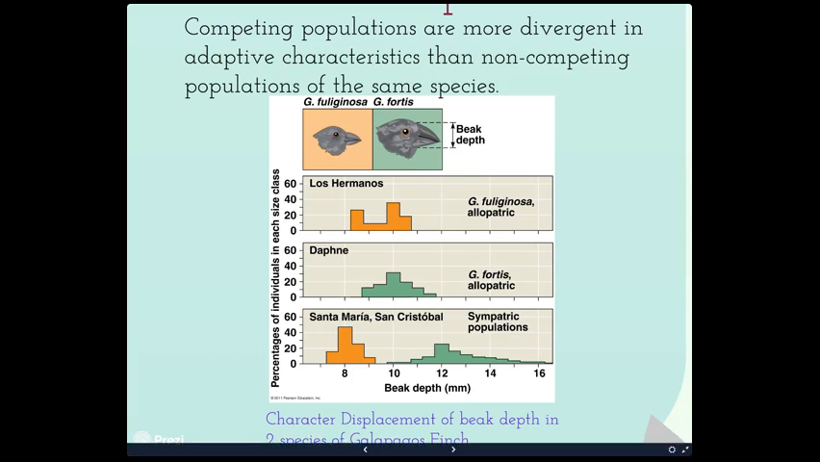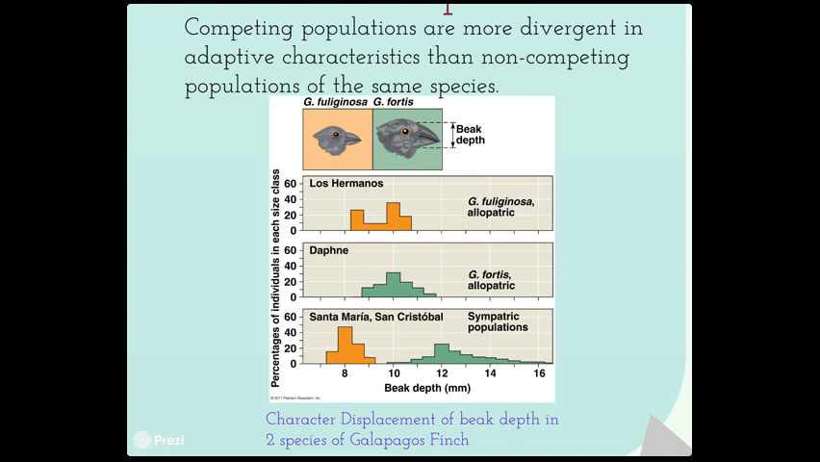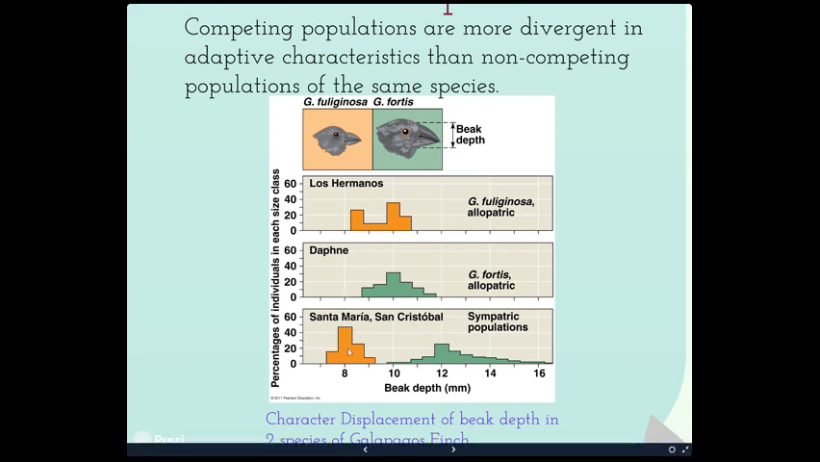If you'll remember how natural selection works, hopefully you do. And the same thing goes with the Fuliginosa, from Los Hermanos to Santa Maria and San Cristobal. You see that the beak is narrower, and so it's because they have partitioned away from the Fortis so that they have their own little niche and are not competing with each other, and that's creating a selection event.